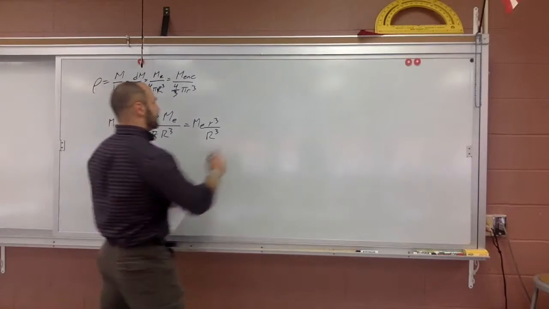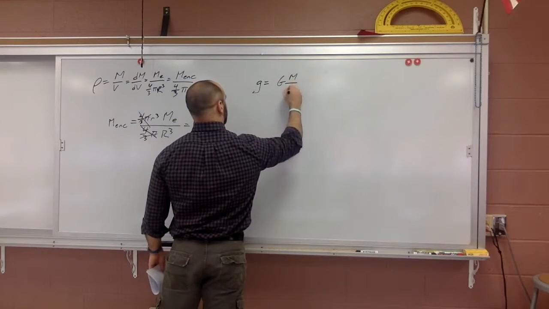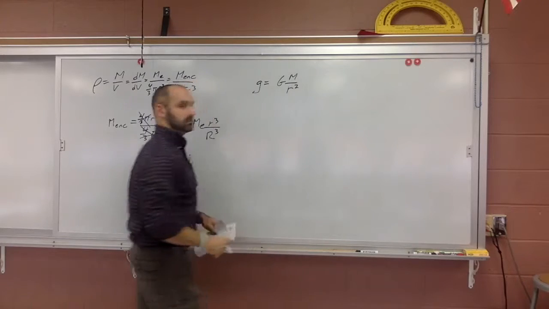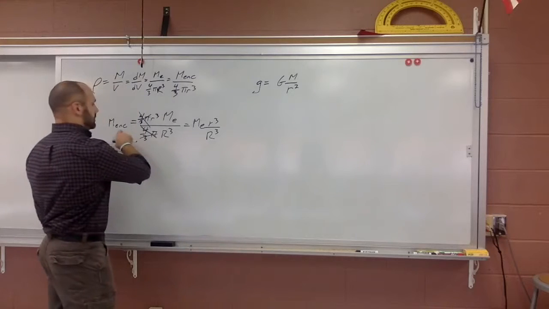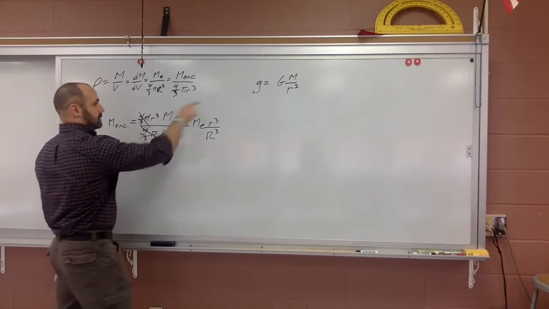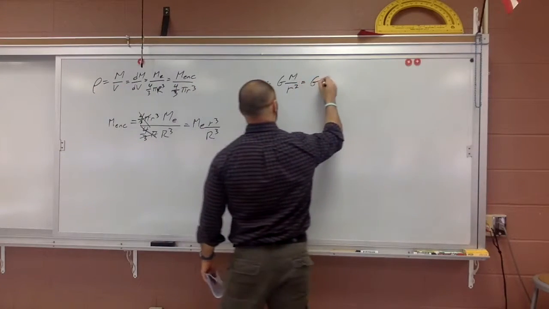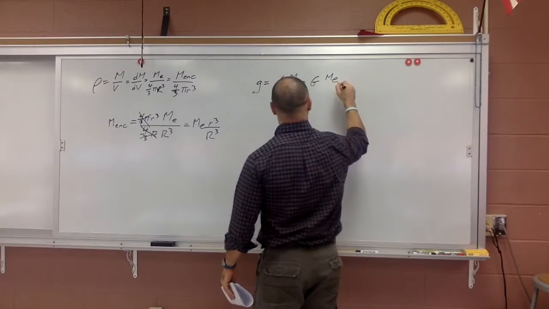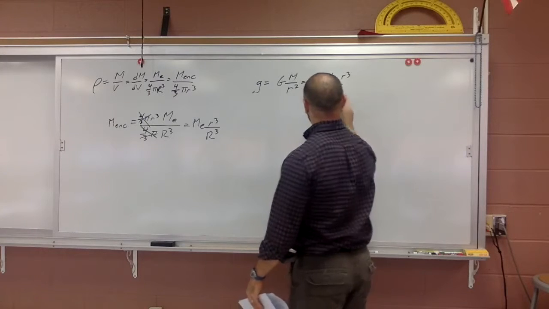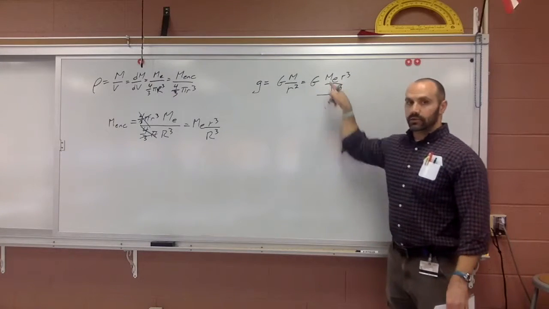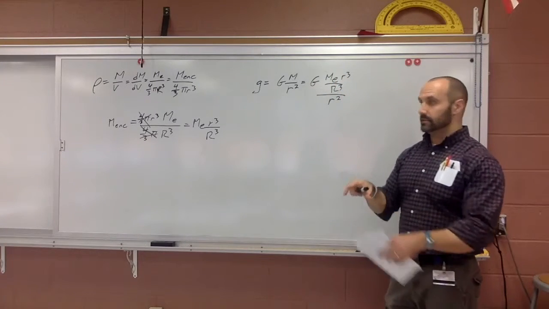Okay, and so g is GM over r squared. This is the acceleration. Except we know that the enclosed mass is going to be this, so we can put that in there. And so we end up with G mass of the Earth r cubed over big R cubed, over little r squared, because we're talking about the gravitational field produced by some inner radius of the object.